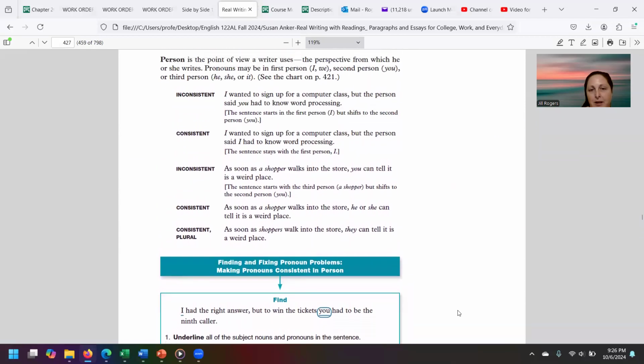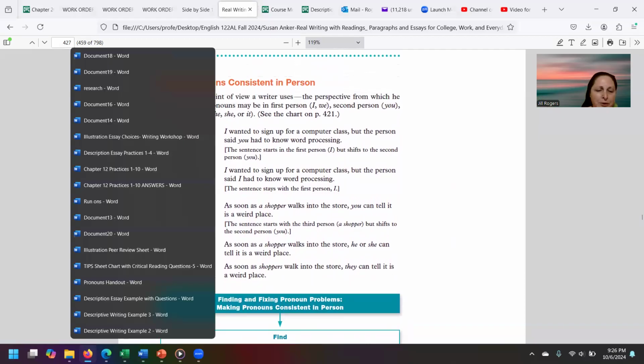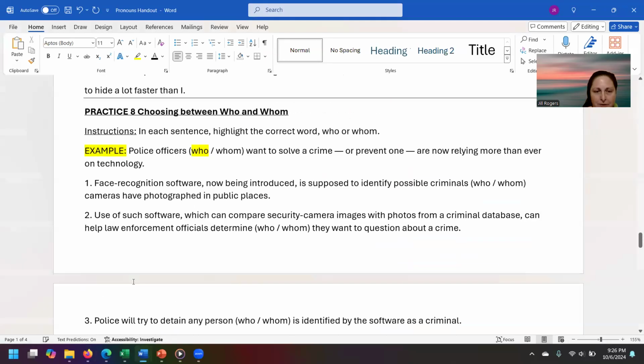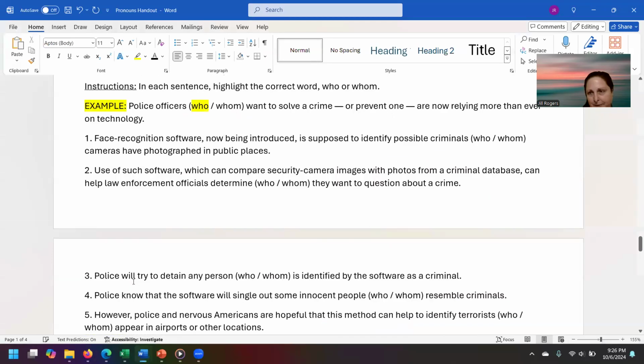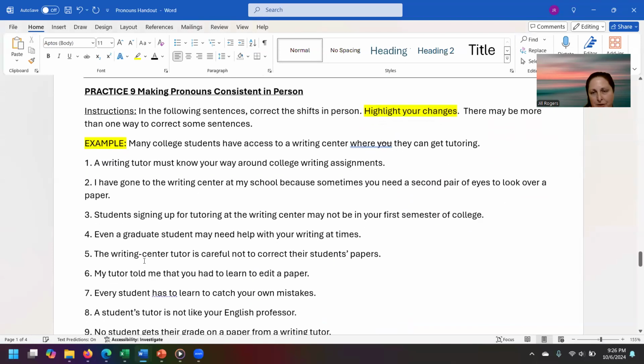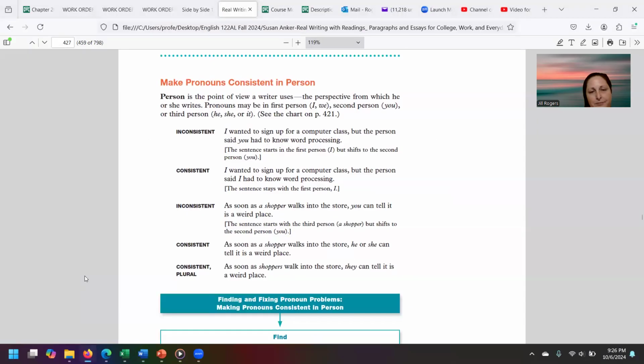This one is another big trouble spot. Let me go to your handout real quick just to show you. It's pretty easy. All you have to do is highlight the correct one. For 9, it's a little bit different. Let's highlight your changes. This one's different because you have to edit, and these are all incorrect. There may be more than one way to fix them. Anyway, let's take a look.